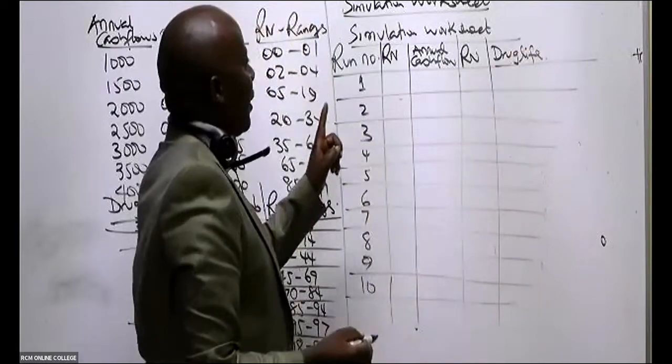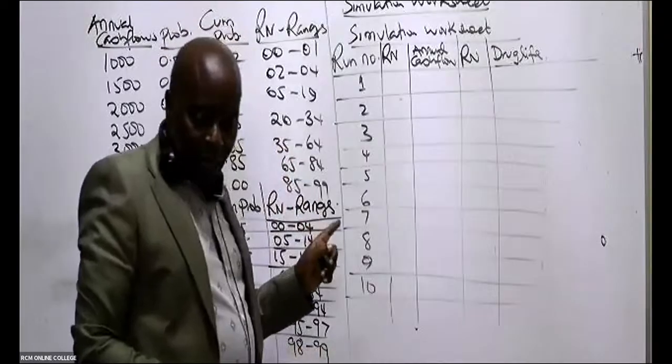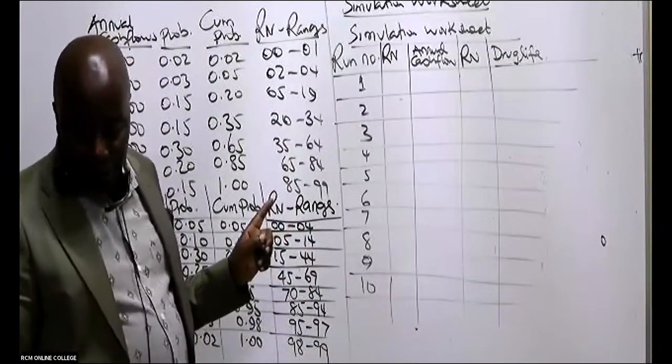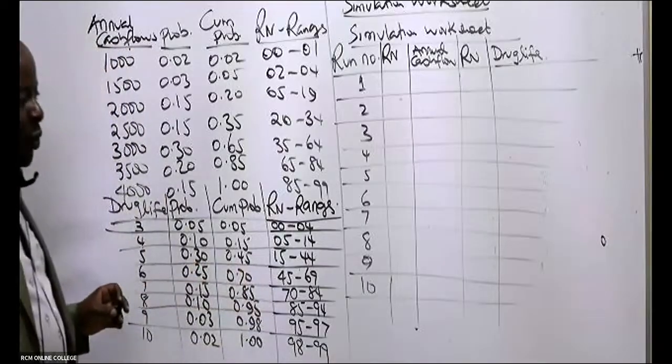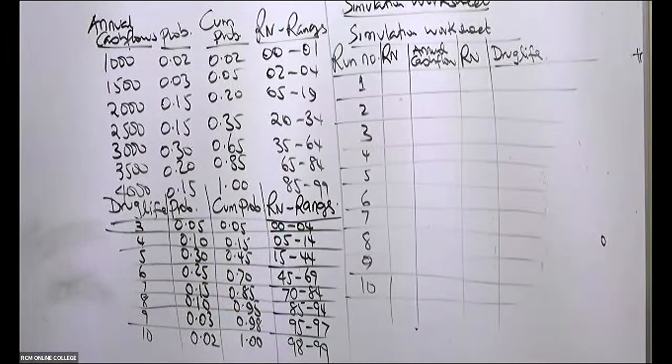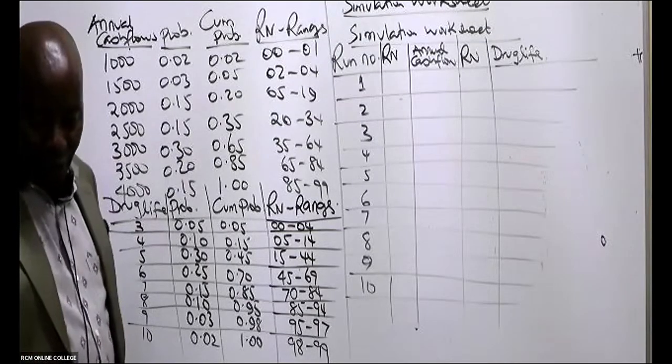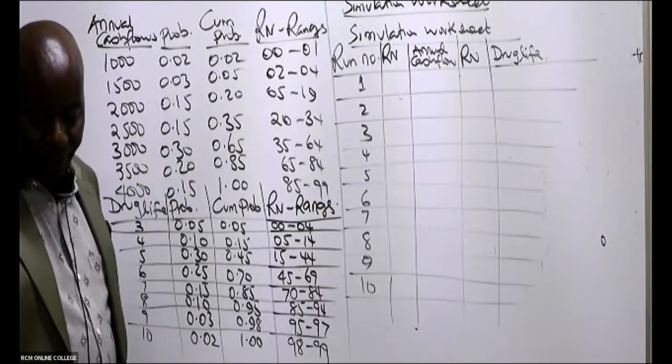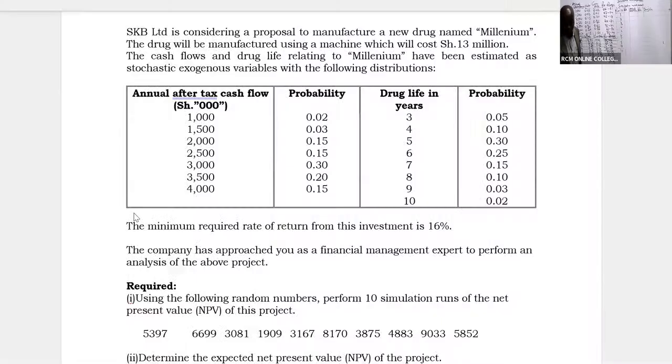So remember, this Rn stands for random number. Random numbers will be given to you by the examiner. And if you look at the question that we are doing here, you can see that random numbers have been given. In the requirement, they've told me to use the following random numbers. So the random numbers have been given.